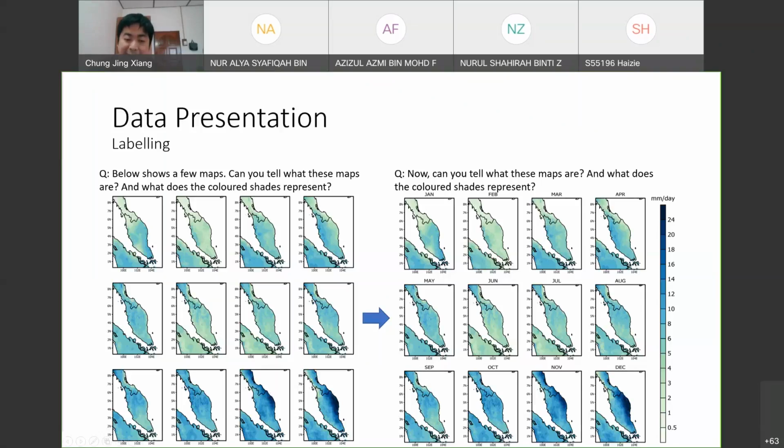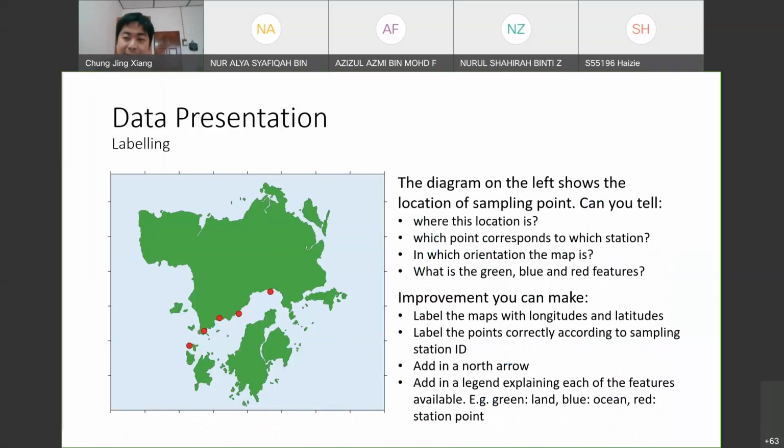Another example is this one. I'm not sure how familiar you are with this, considering you haven't worked with it. This diagram shows you the location of sampling points. You don't know that unless I tell you, because you don't have any label. Can you tell where this location is? Does anyone know where this location is? If I just show you this, obviously you can't. You don't know where this green thing is. This is actually Langkawi Island.